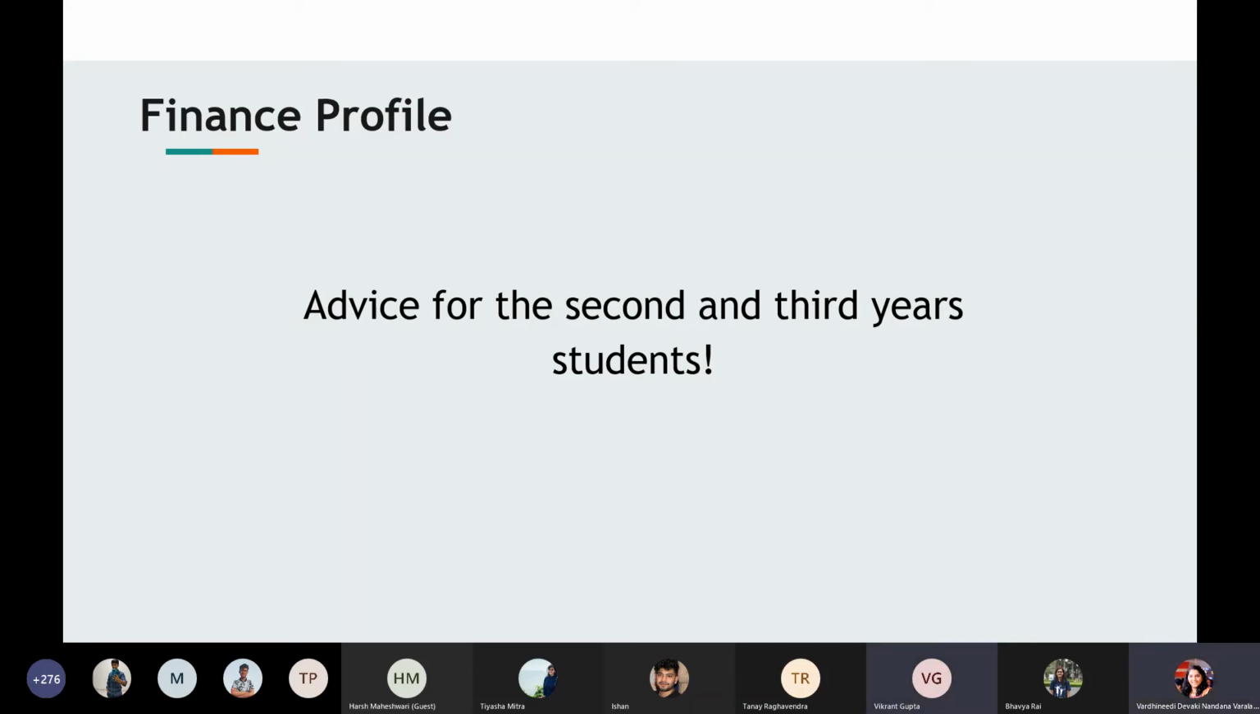Thanks a lot for the brief insights, Vikrant. This has been a really great one, especially the tip of regularly reading the newspaper. So thanks a lot for that. I hope this will help many second years and third years. Thanks a lot for the deep insights, Vikrant.